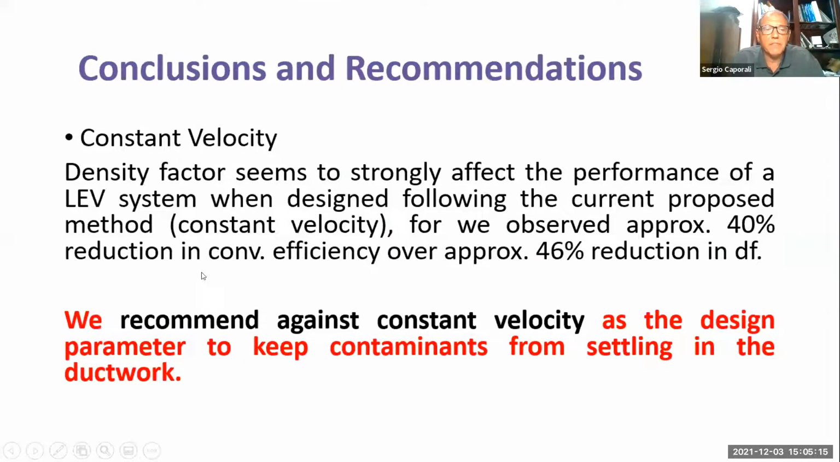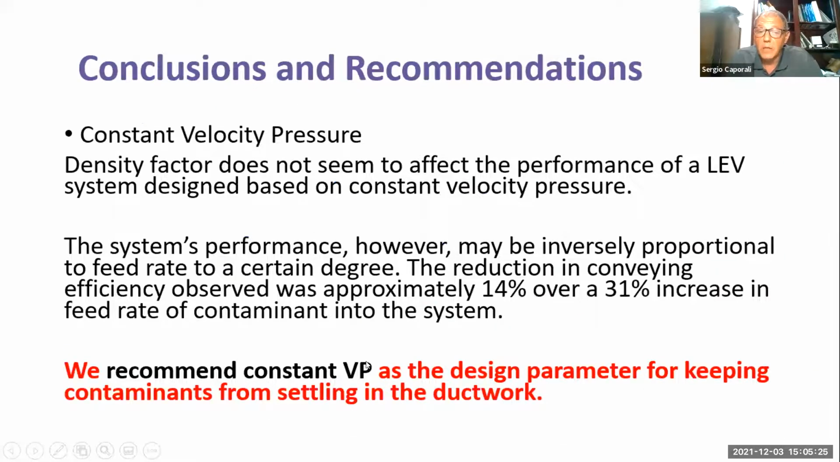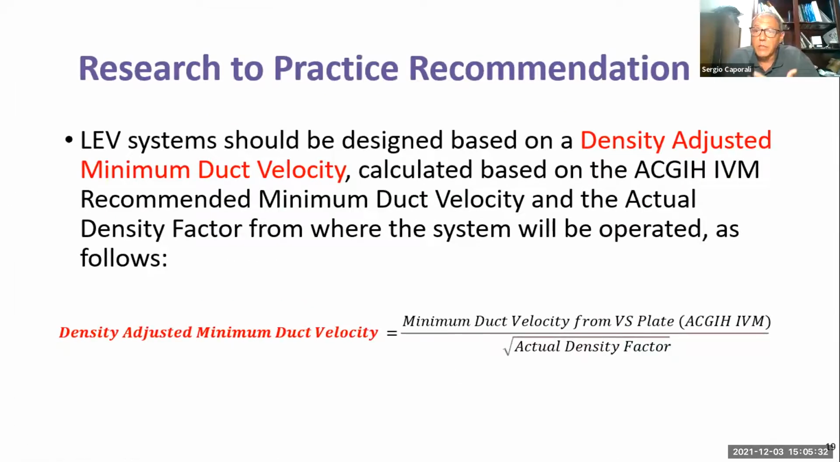So in terms of constant velocity, we recommend against constant velocity as the design parameter to keep contaminants from settling into ductwork. We recommend constant velocity pressure as the design parameter for keeping contaminants from settling into the ductwork. And basically, the way to the R2P, the research to practice, how do we implement this into the design, is basically with a design density adjusted minimum duct velocity, which would be the minimum duct velocity recommended by the manual divided by the square root of the actual density factor where the system will be implemented.